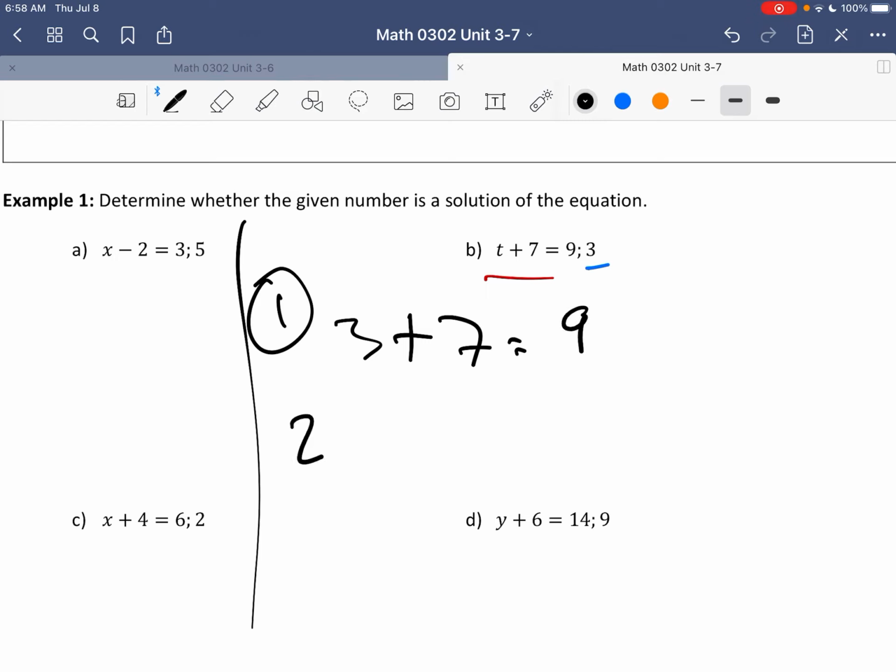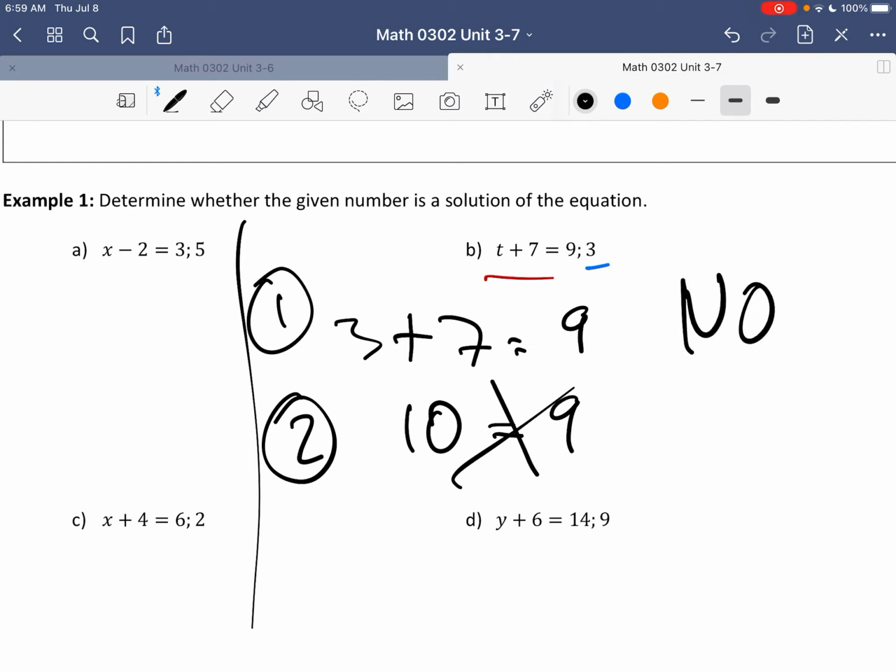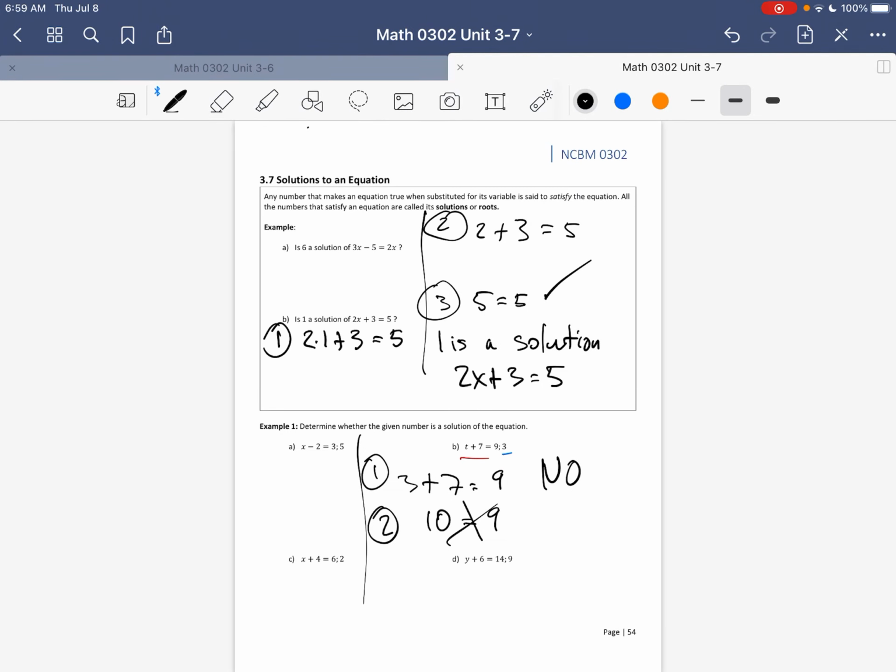Step 2, we'll combine the like terms. So 3 plus 7 is 10, equal to 9. By the second part of this verification, we see that we have an untrue statement in mathematics. So is the number 3 a solution of the equation? The answer is no. What we're doing here is just verifying, checking to see if given numbers are solutions to equations. Later on, we'll discuss how to find solutions.